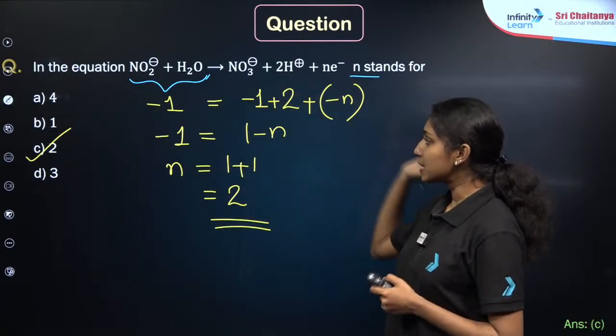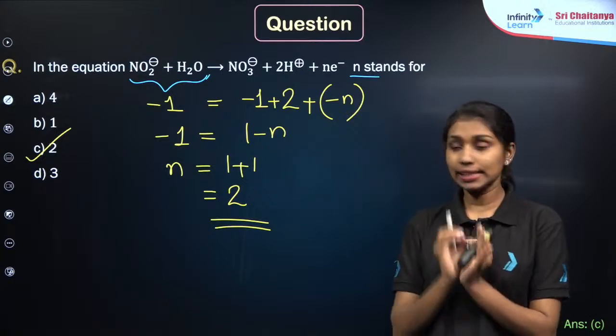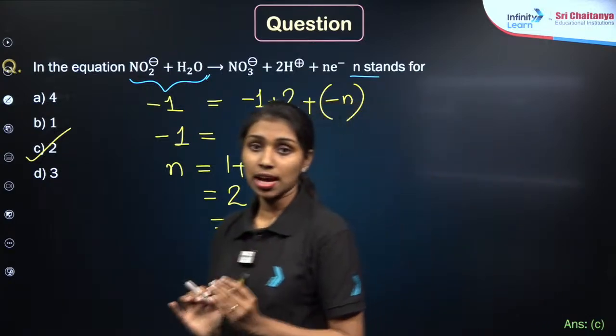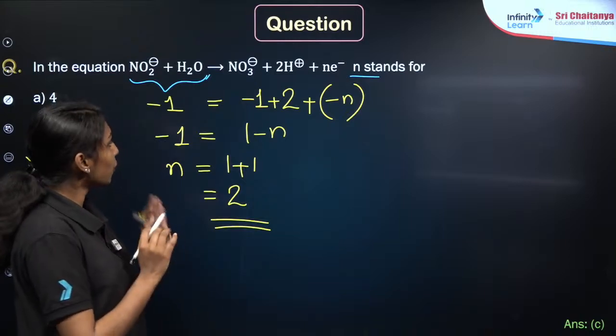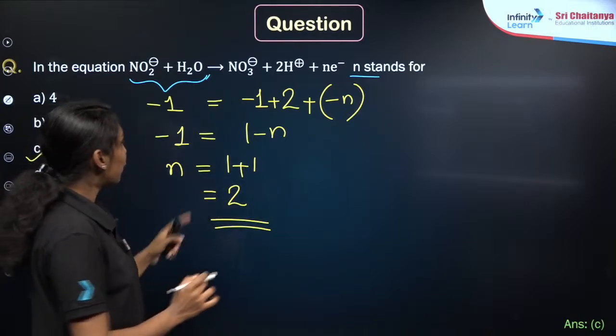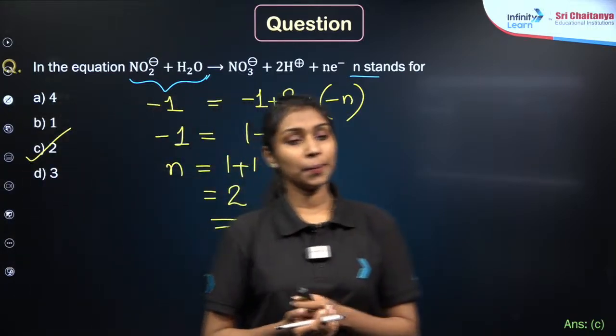The concept behind this question is that in the case of a balanced redox reaction, the total charge on the reactant side should be equal to the total charge on the product side. So we are just equating the charges, then finding out the value of n here. Clear?